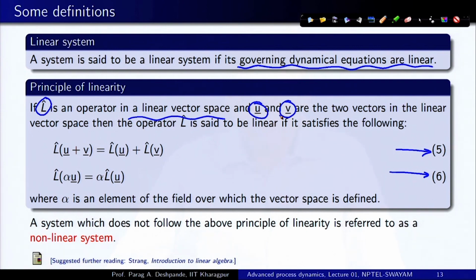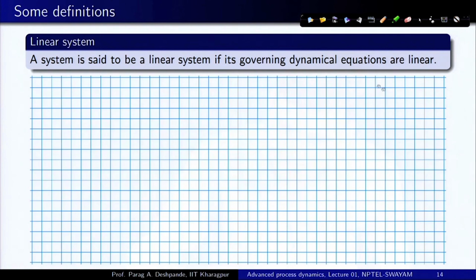Then the operator L hat is said to be linear if L operating on u plus v is equal to L operating on u plus L operating on v, and if alpha is any member of the field over which the vector space is defined, then L operating on alpha times u under bar should be equal to alpha times L operating on u under bar. Okay. So, let us quickly look into how we actually can establish this.